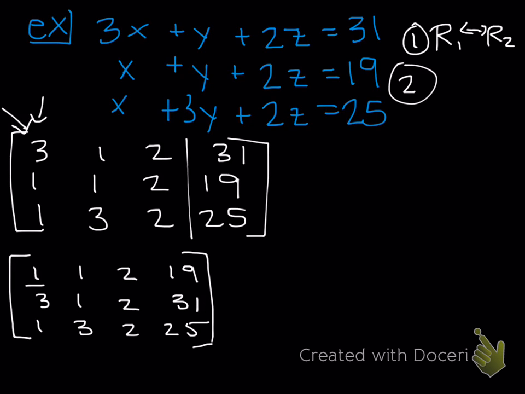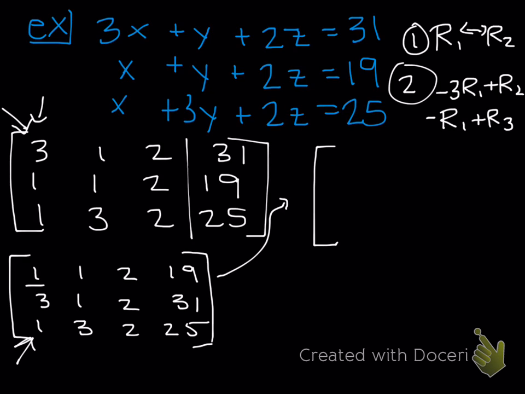So I'm going to do two operations at once here. To get a 0 in row 2 below this top 1, I'm going to multiply row 1 by -3 and add it to row 2. And then again, I need a 0 right there, so I'm going to multiply row 1 by a negative and add it to row 3. I'm doing two operations at once because they are exclusively separate from one another. The only row that's not changing is my top row. So I have 1, 1, 2, 19.